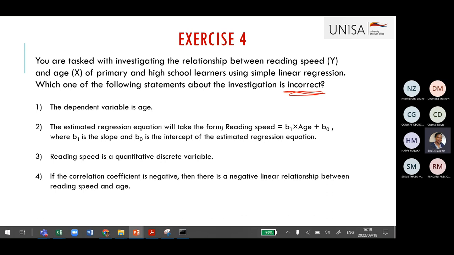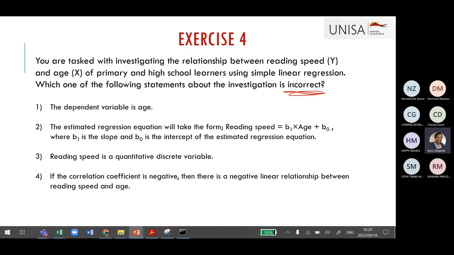1, 2, 3, and 4. Let's hear. Is it number one? Is number one correct or incorrect? Correct.